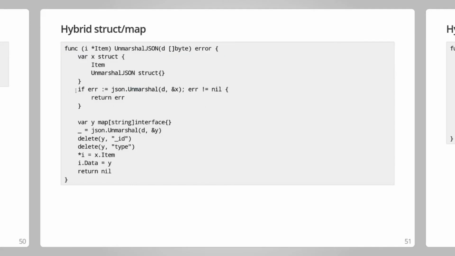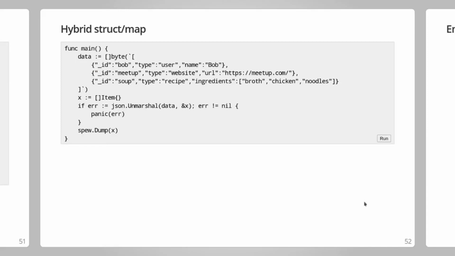So with that in mind, I do call json.Unmarshal of the raw data into x. And then down here, I unmarshal the data a second time, this time into a map of string to interface. Then I delete the two fields that were previously handled up here, the ones defined in item, ID and type. I assign the item here to my receiver, and then I set my data, my arbitrary data.